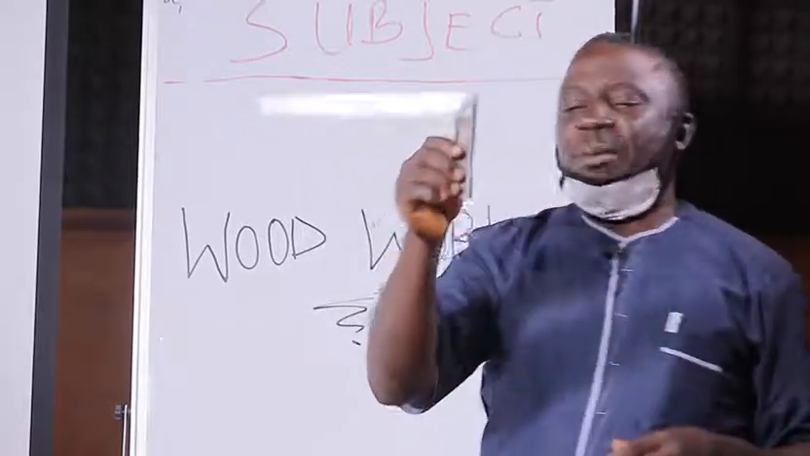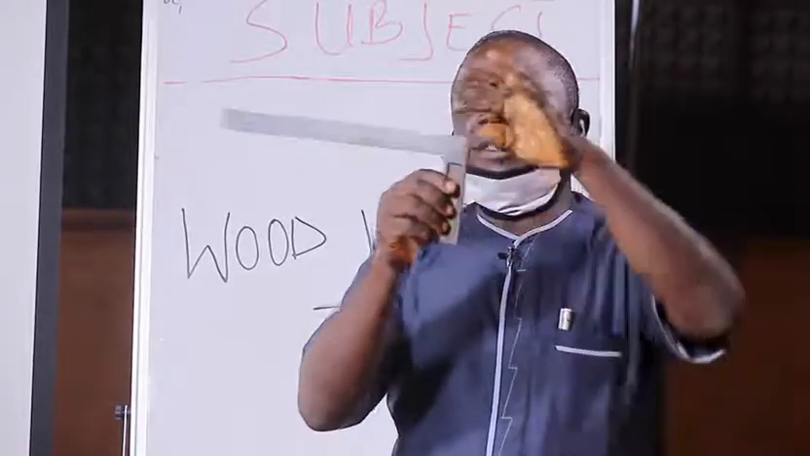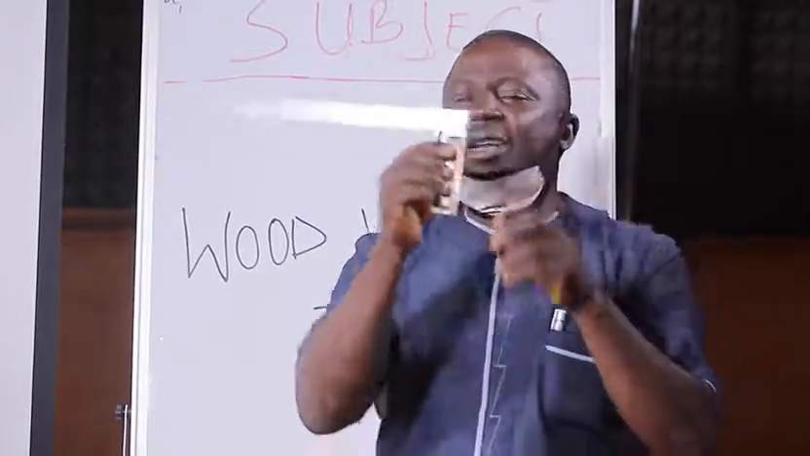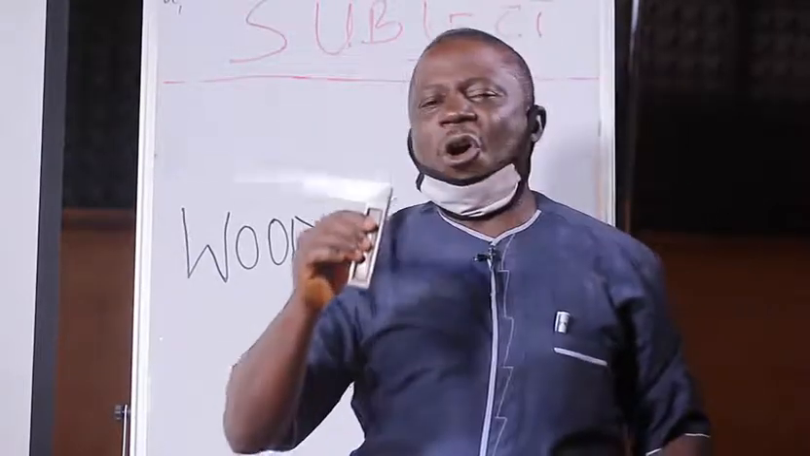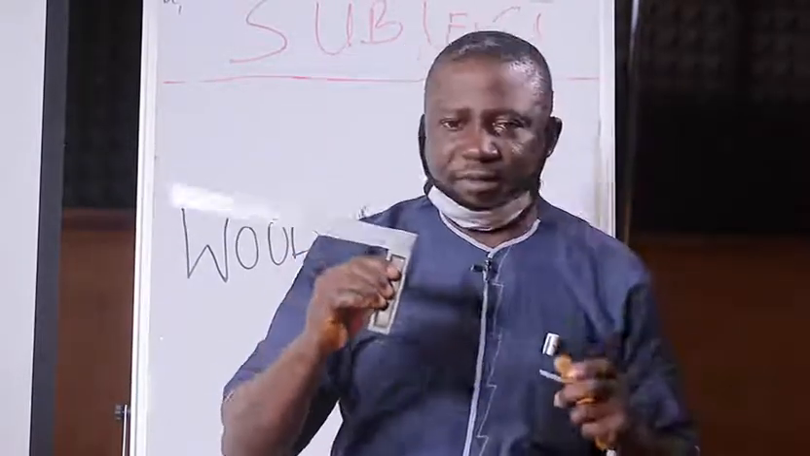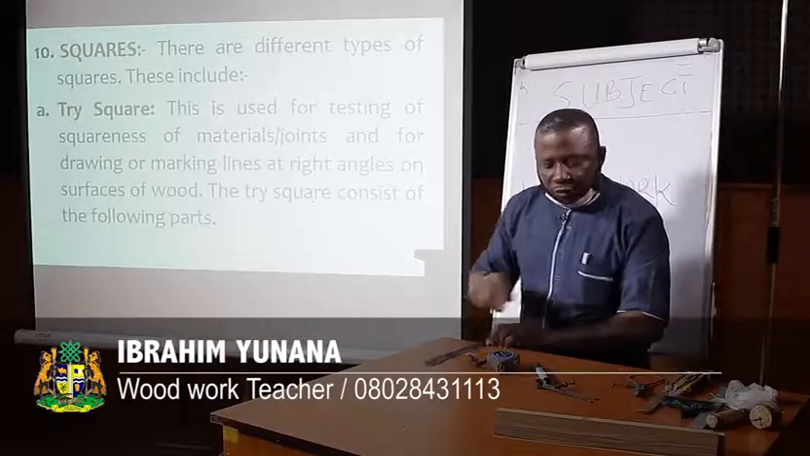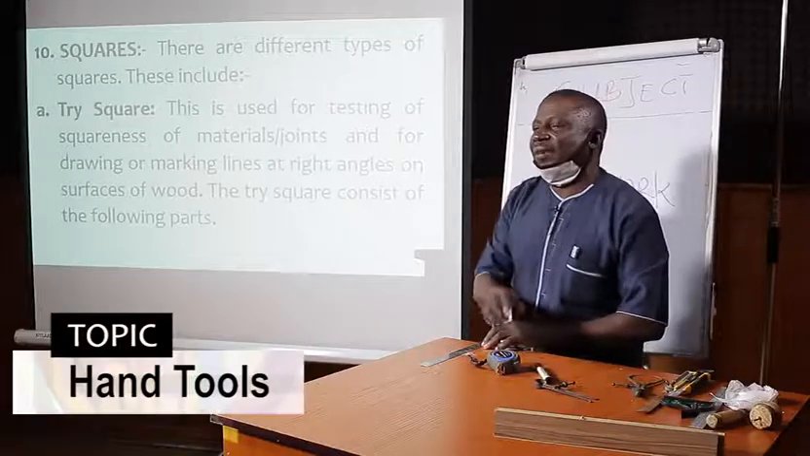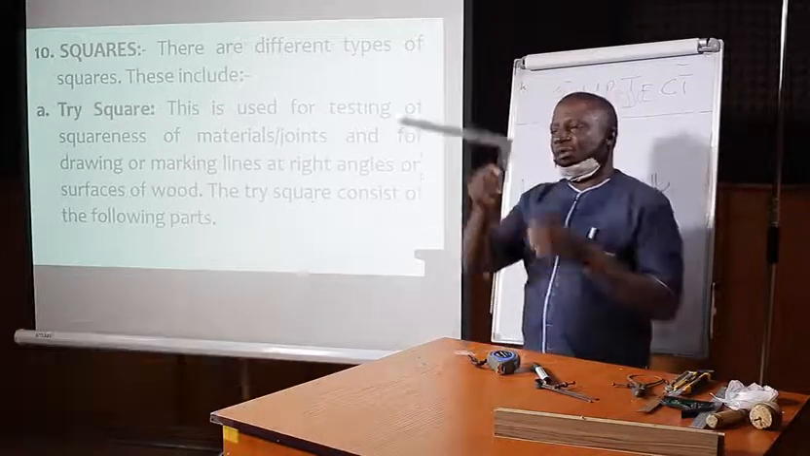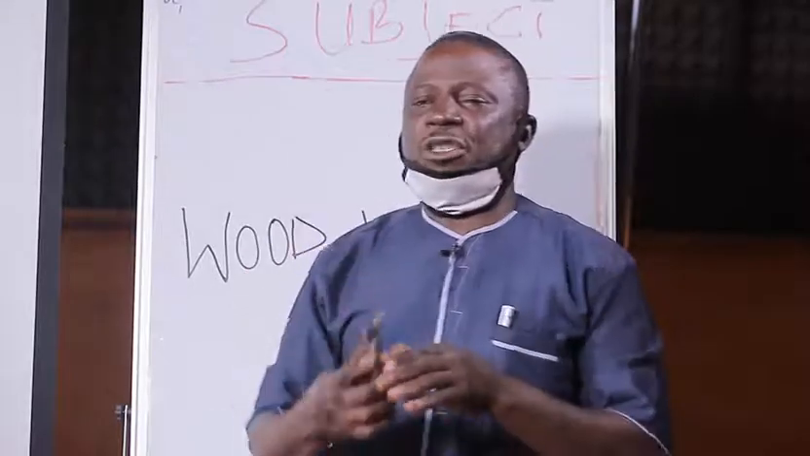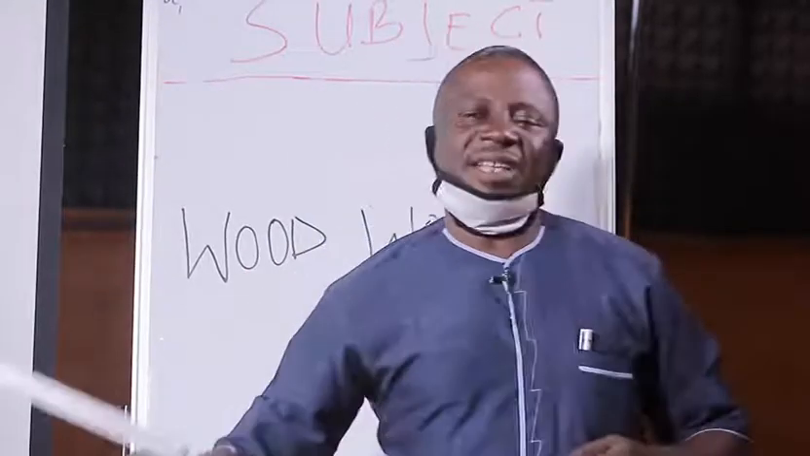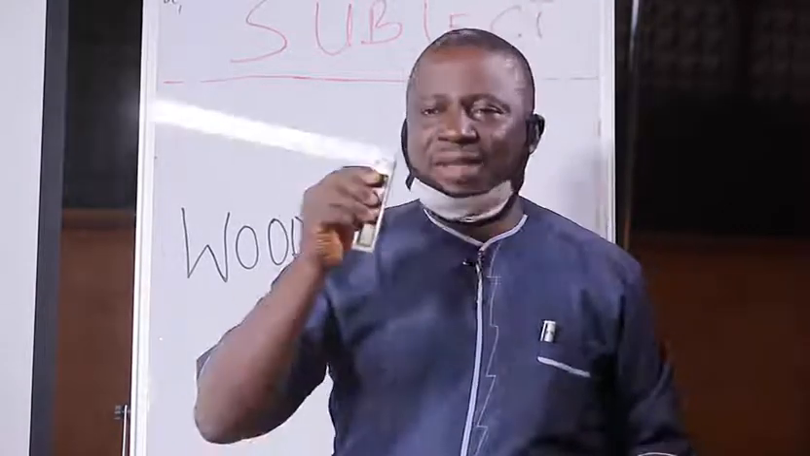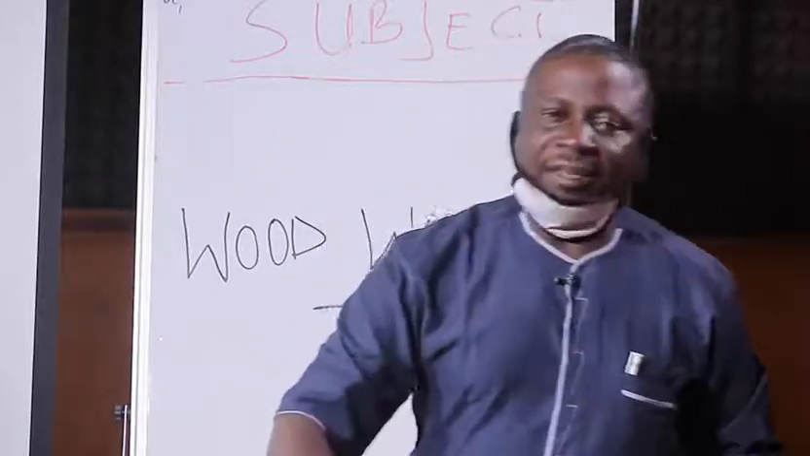The essence of it is to be able to determine squareness. You can see the external angles are square, and the internal angles are square. So they are meant for determining squareness of surfaces and joints, and for drawing lines at right angles on surfaces. Supposing you want to cut a surface at right angle, that is the work of this one. You test for squareness, you use it for drawing lines, and for testing angles at 90 degrees. So that is the use of this.